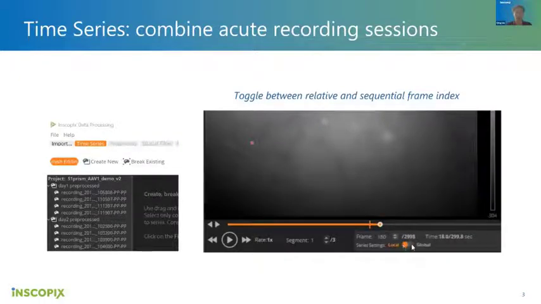We have a built-in function in IDPS called time series. Everybody's familiar. That way you have the relative time or the absolute time preserved, so you can toggle between the two, the relative index or the absolute index. And after you export the data, you have the original timestamp.